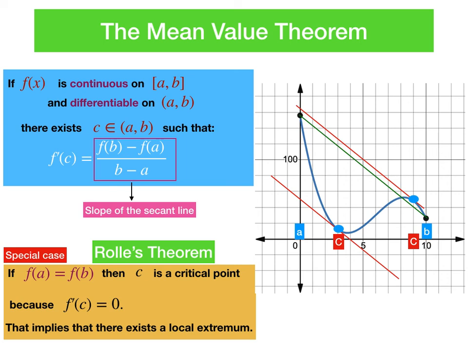So the mean value theorem guarantees a point on the interval such that the derivative at the point will equal the slope of the secant line that goes through a and b. Rolle's theorem guarantees that you will have at least one local extremum, which could be either a local minimum or a local maximum on the interval from a to b.